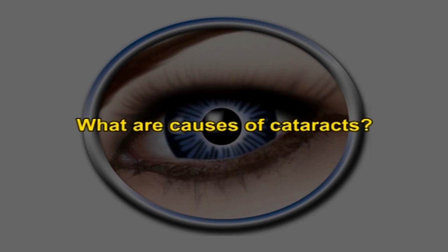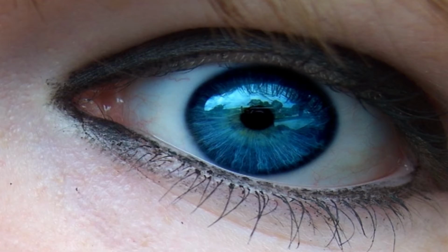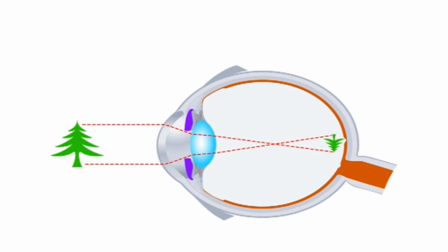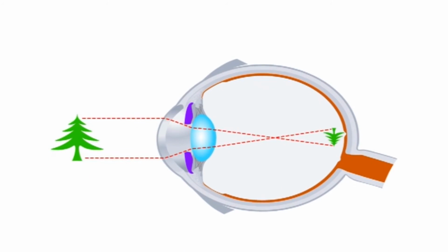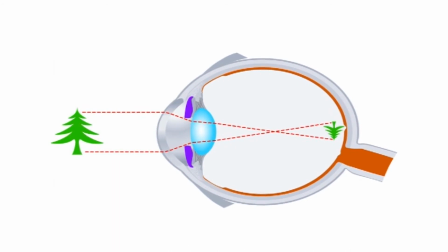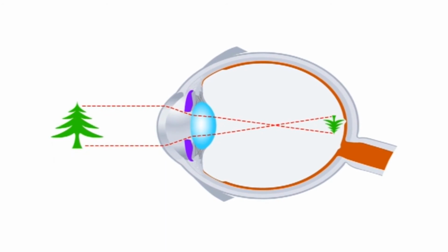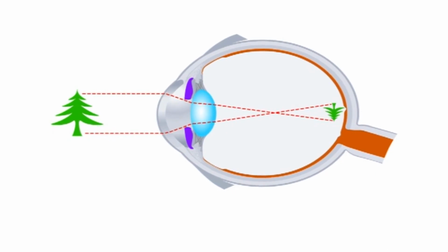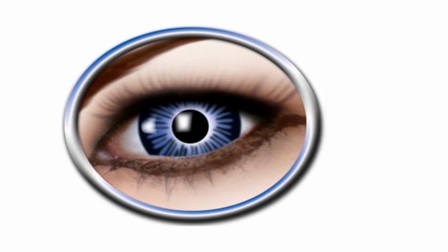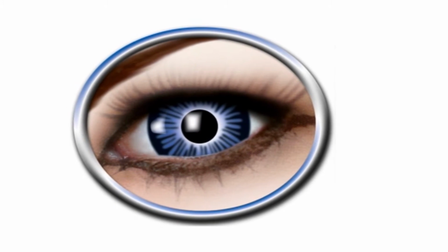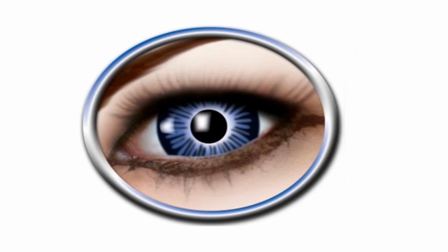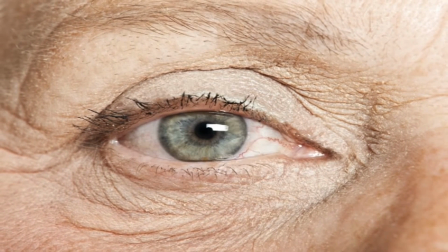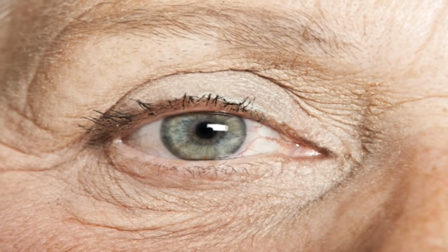What are the causes of cataracts? The lens is made of mostly water and protein. The protein is arranged in a specific way that keeps the lens clear and allows light to pass through it to focus a clear image onto the retinal surface. As we age, some of the protein may clump together and start to cloud a small area of the lens. This is our understanding of the cause of an age-related cataract.